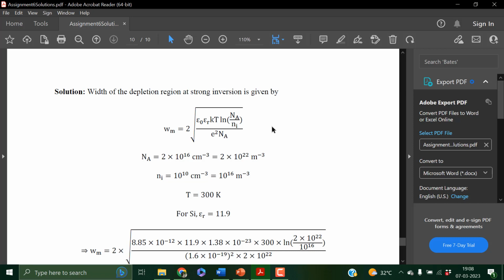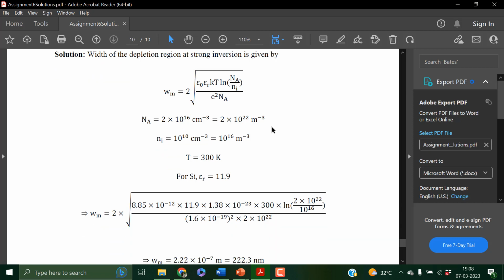Ma'am, let me try to solve the problem with that knowledge. And the denominator, what is this? Epsilon 0, epsilon r. Can you tell me the equation inside the root? Root of phi s, 2 epsilon naught epsilon r divided by E into Na. Okay.